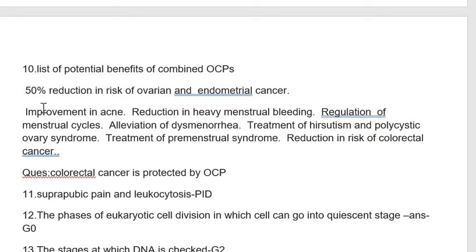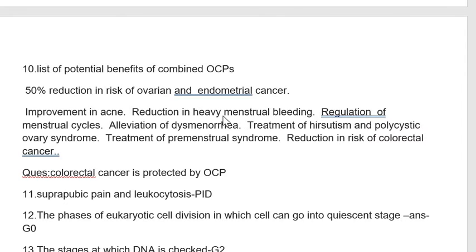Question number 10: list the potential benefits of combined oral contraceptive pills. Combined oral contraceptive pills have many uses. In addition to their contraceptive benefits, they have non-contraceptive benefits also. Like they can cause a 50% reduction in the risk of ovarian cancer and endometrial cancer, improvement in acne and in the appearance of the skin in young girls, and reduction in heavy menstrual bleeding. Why?